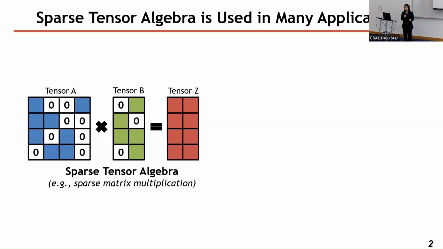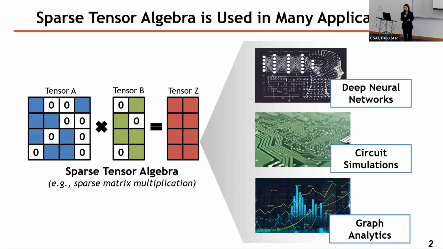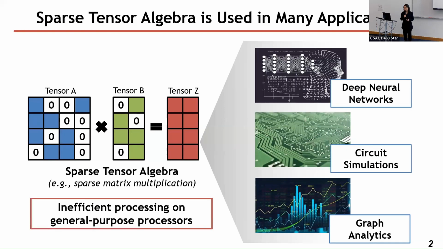matrices, A and B. And sparse tensor algebra is widely used in many popular applications, including deep neural networks, circuit simulations, and graph analytics. All of these popular applications share the same common characteristics of being data and computation intensive. As a result, processing them on general purpose processors often introduces inefficient processing, such as high energy consumption and processing latency. So to solve this problem, hardware designers have been focusing on developing various domain-specific accelerators.